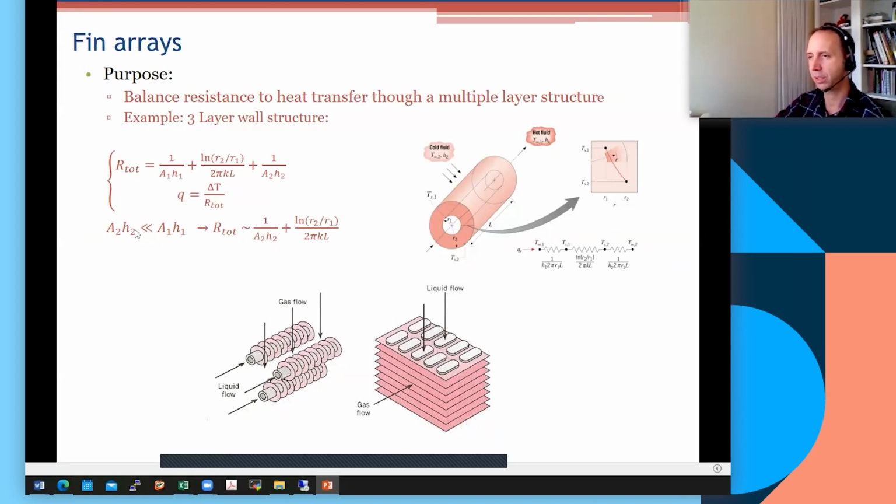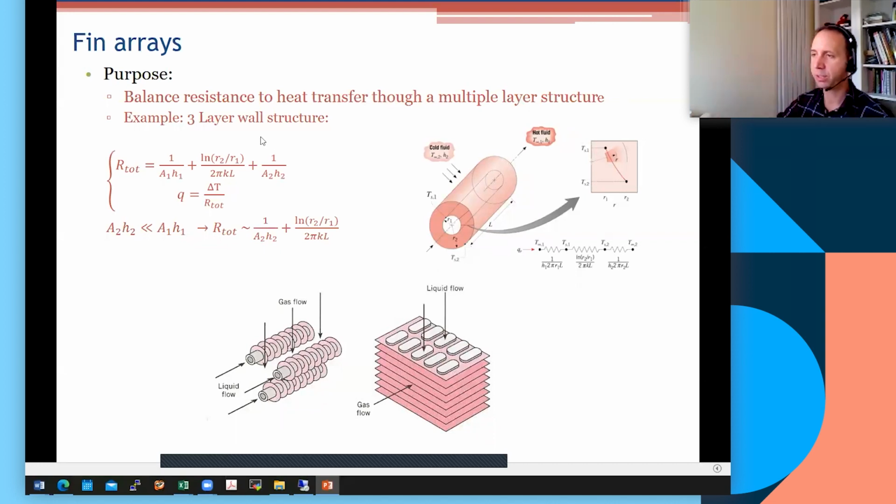So H2 is smaller, even though the area on the outside is bigger. When you multiply the two together, you're almost guaranteed that it's going to be a good bit smaller than A1 H1. So what is the result of that? If you make this one much smaller, then the inverse is going to be much bigger than this one. Therefore, really what matters in terms of the resistance, this one can be neglected compared to this one. You're left with the other 2. Okay, so these 2 here.